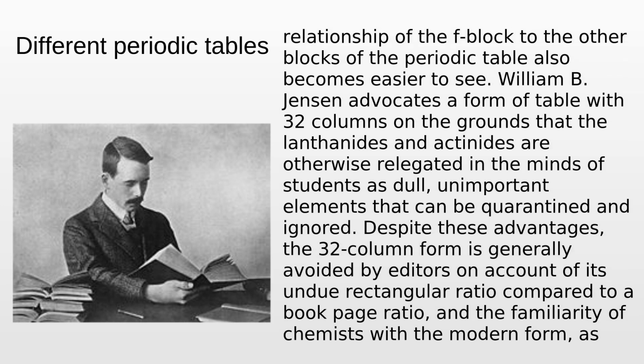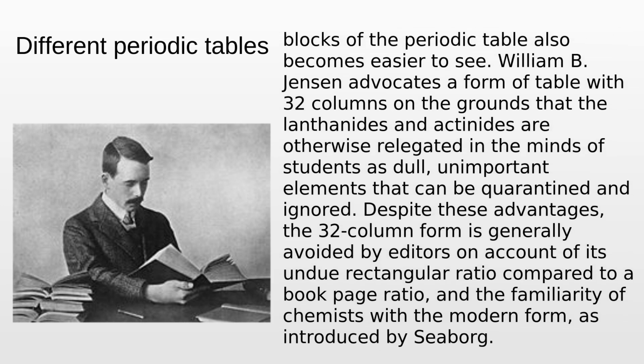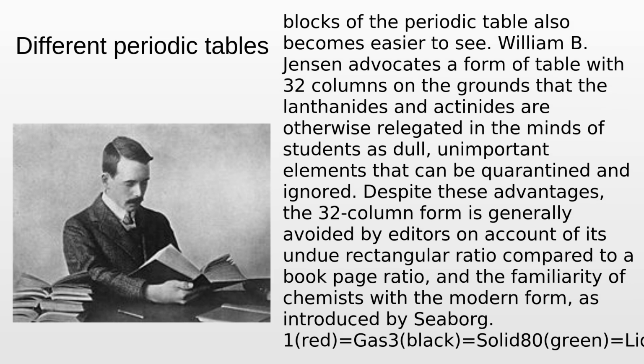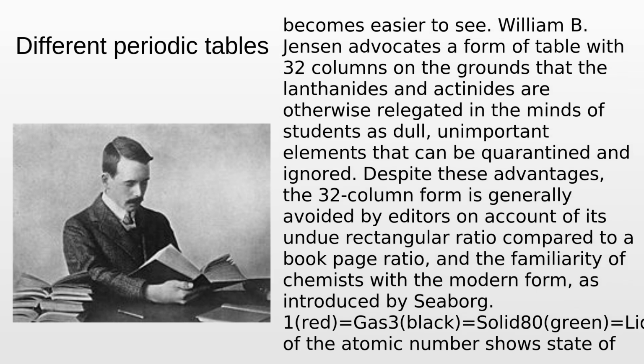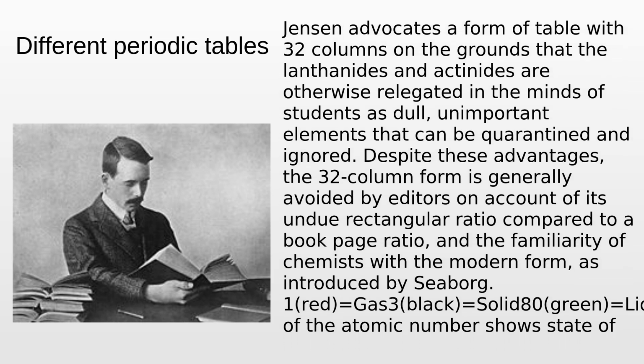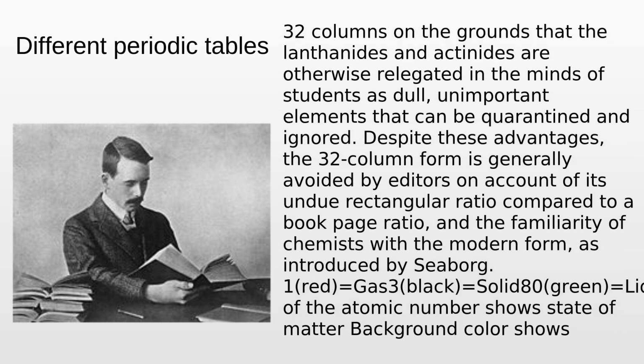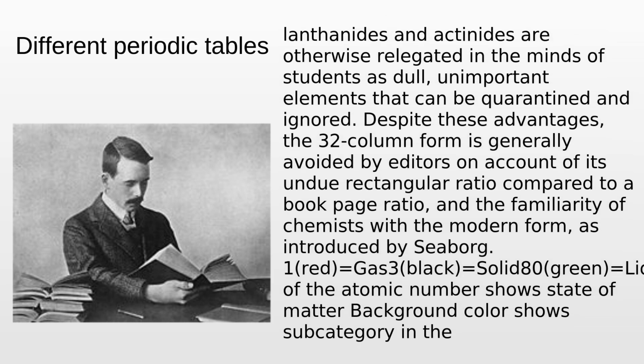William B. Jensen advocates a form of table with 32 columns on the grounds that the lanthanides and actinides are otherwise relegated in the minds of students as dull, unimportant elements that can be quarantined and ignored.